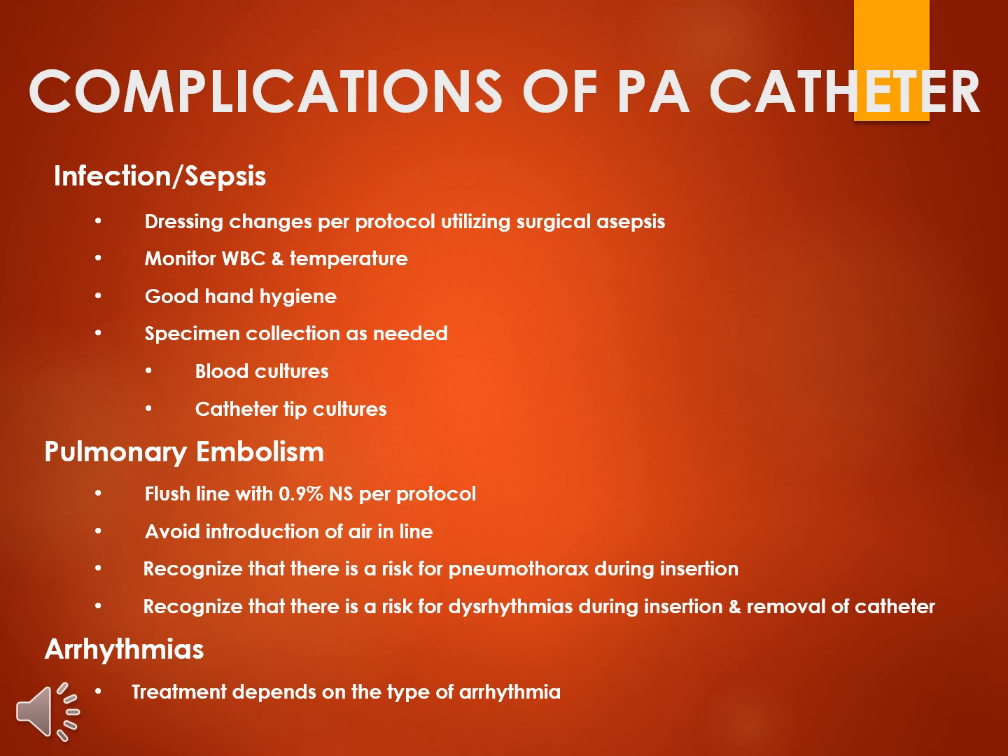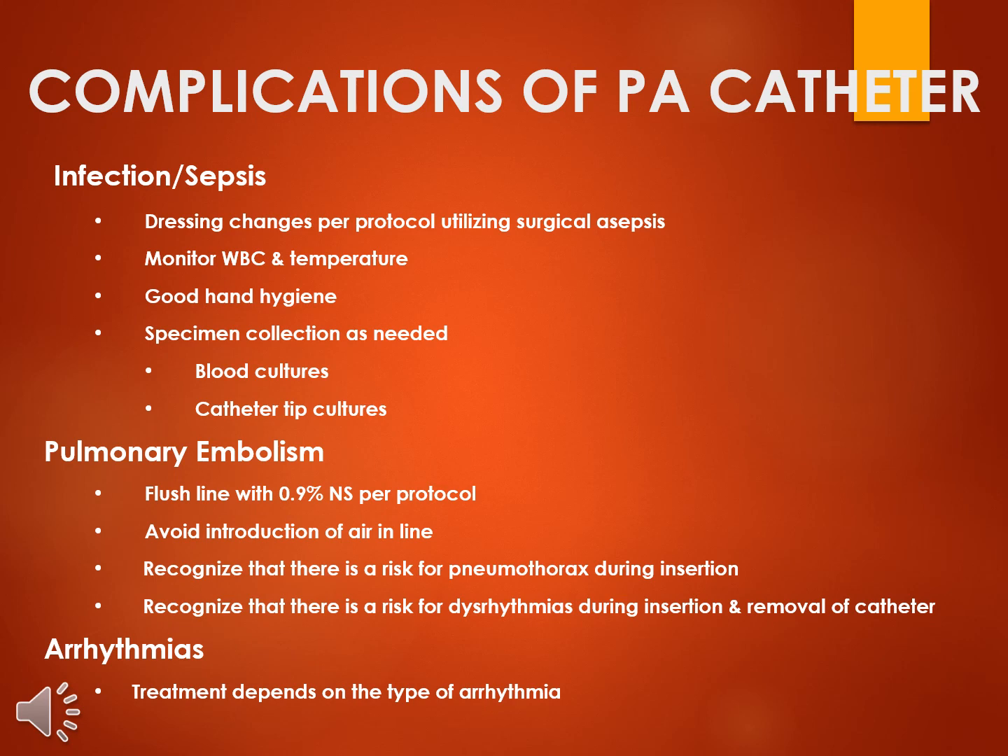Specimen collections. If we do suspect an infection, we need to get blood cultures, and we also need to send the tip of the catheter in for a culture to the lab. So if there's a potential that it is an infection from the PA catheter, they're going to remove that catheter, and then we'll take the tip of that catheter out.